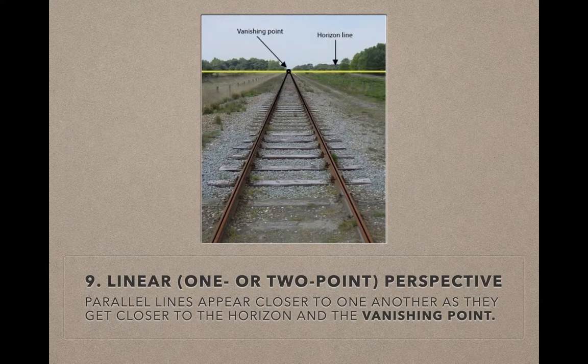Then there's linear perspective. Linear perspective says that parallel lines appear closer to one another as they get closer to the horizon. As they go off into the distance, lines that we would know as parallel, like those in railroad tracks, seem like they meet up.